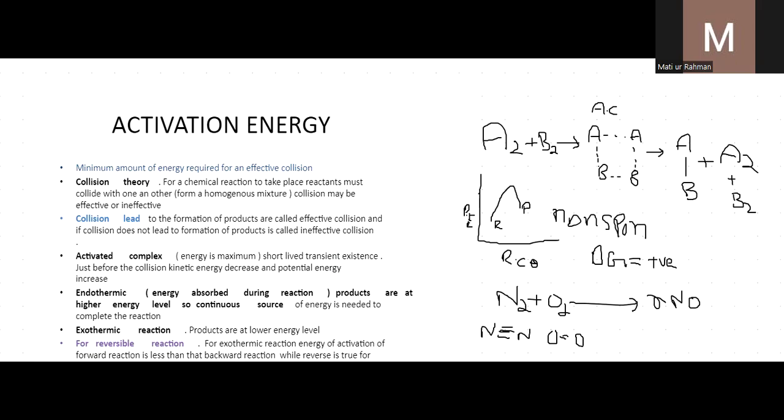For a non-spontaneous reaction, the del G value is always positive. So wherever you see del G is equal to positive, it means that this is a non-spontaneous reaction. When we discuss the exothermic reaction, we will also discuss what spontaneous reactions are. I hope you understand.